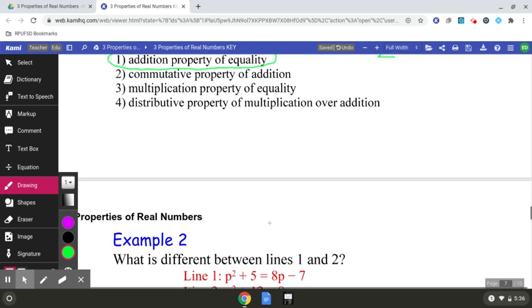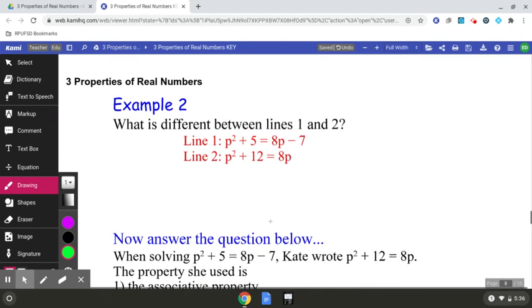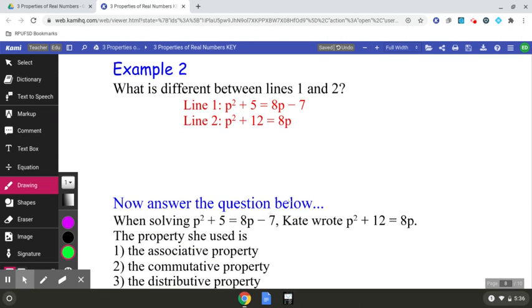So now we're going to use that same method to answer the next question. Again, what is different between lines 1 and 2? So when I look at line 1, I'm not even looking at the question below. I just want to know what did I do to make line 1 look like line 2? So when I look here on the left side of my equal sign, a 5 changes to a 12. And I had a -7, and now it's gone in this line 2.